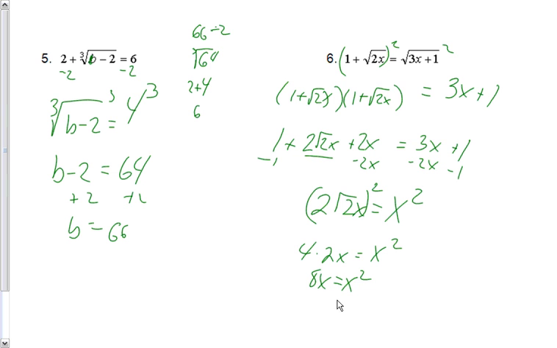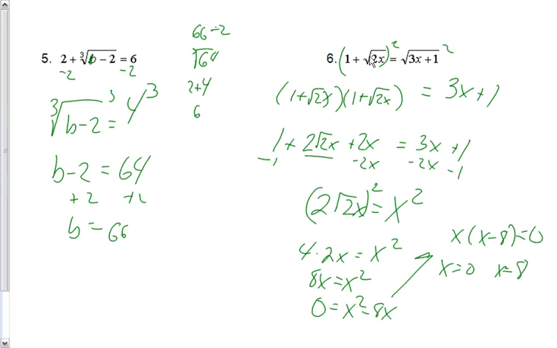We have a quadratic, get it all on one side equal to 0. So I'm going to move the 8x over. At that point, I'm going to factor out an x. I have x times x minus 8 equals 0. X equals 0. X equals 8.